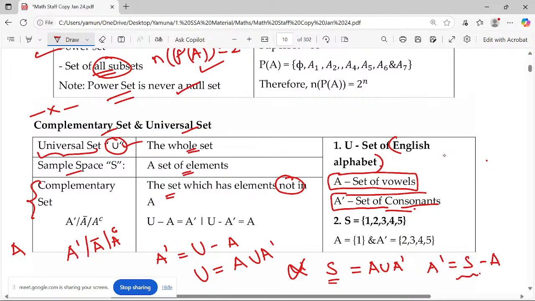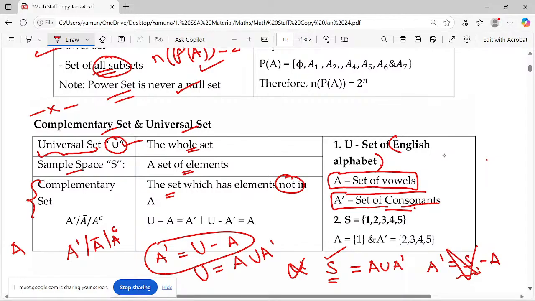Usually this is not the method. Usually we have to write this only: universal set minus A only. But if there is no other option, we'll take S minus A. So you need not have a note on this. Okay, continuing.